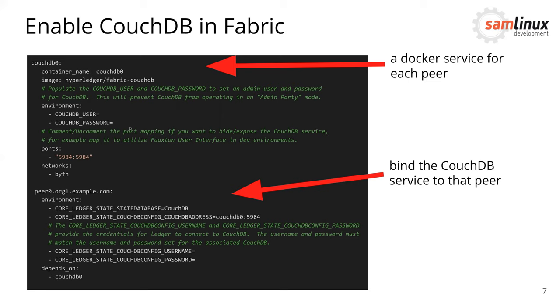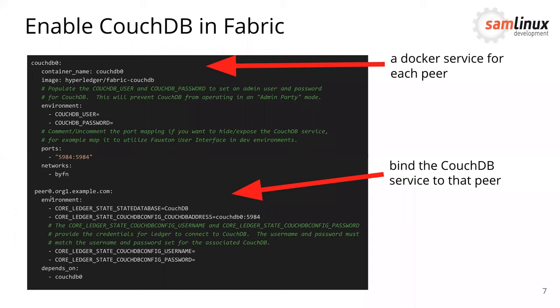Here the environment. It is important that we set a CouchDB user and a CouchDB password, and a CouchDB service and the Couch container name. This is the standard part for one CouchDB service. And we have to make sure that we are in the same network here. And then we have to link this CouchDB container to the corresponding peer container.